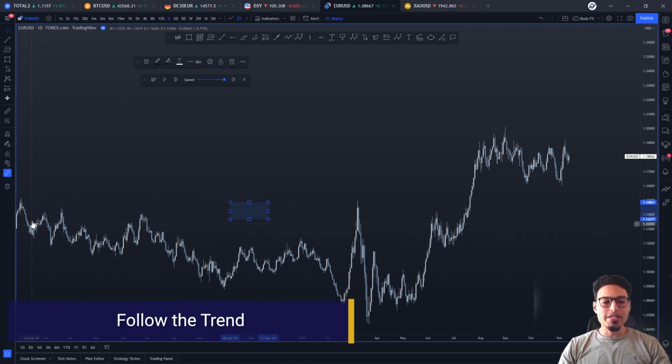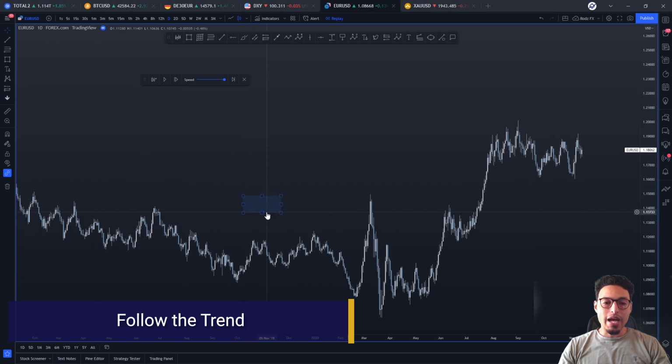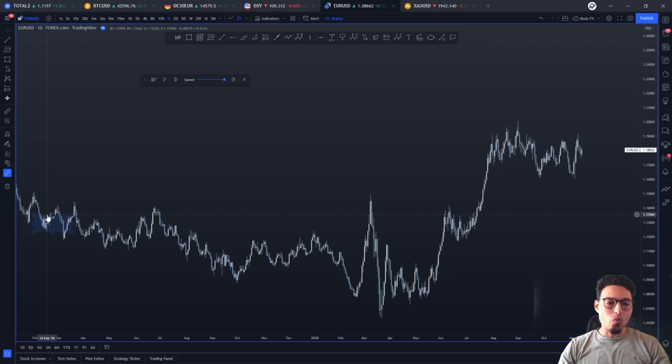Okay, so as you can see on the left hand side of the chart, we are clearly in a downtrend. So we are making lower lows and lower highs. If we look at this particular lower low, once it was breached, we then draw a simple box and we now have the lower high and the lower low.